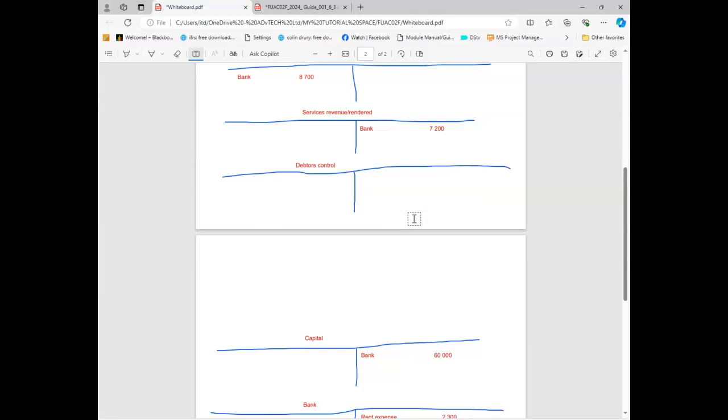Which one must I debit? Which one must I credit? Between the two. Would you credit services rendered? So you debit. Yes. And then obviously I'm going to say debtors control. Yes.